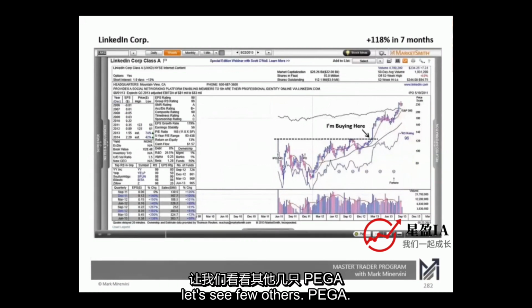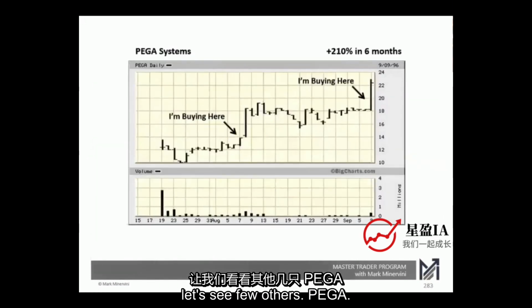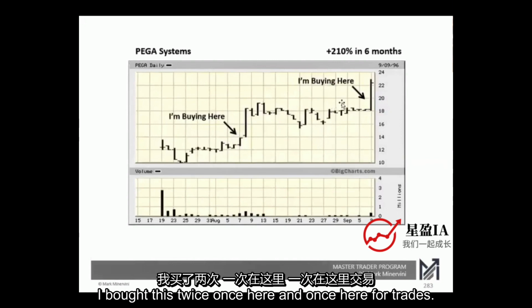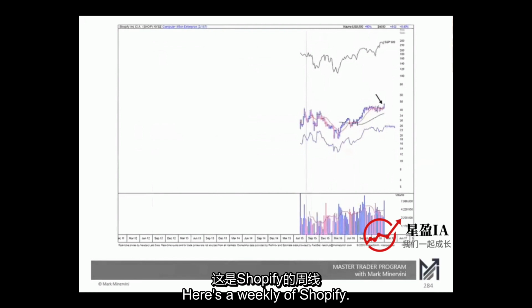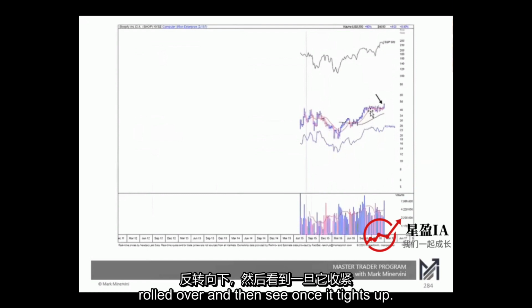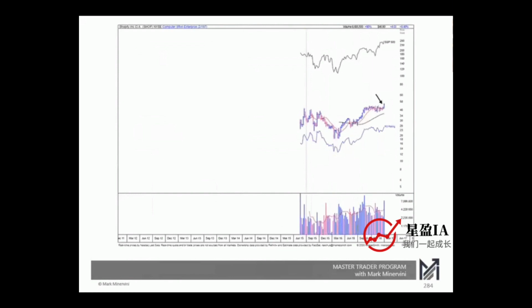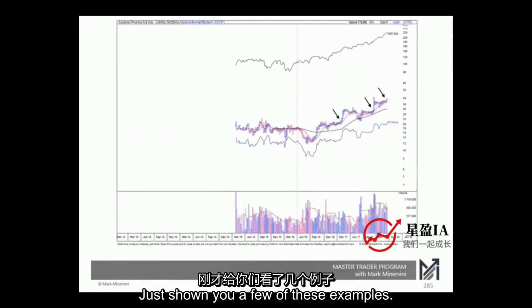Let's see, a few others. Pega, I bought this twice, once here and once here, for trades. Here's a weekly of Shopify. You can see the IPO again rolled over, and then once it tightens up, that's where it's breaking out here. Just showing you a few of these examples.